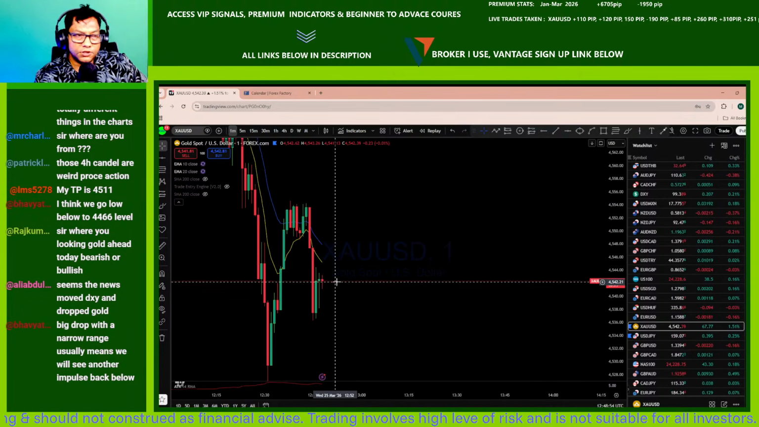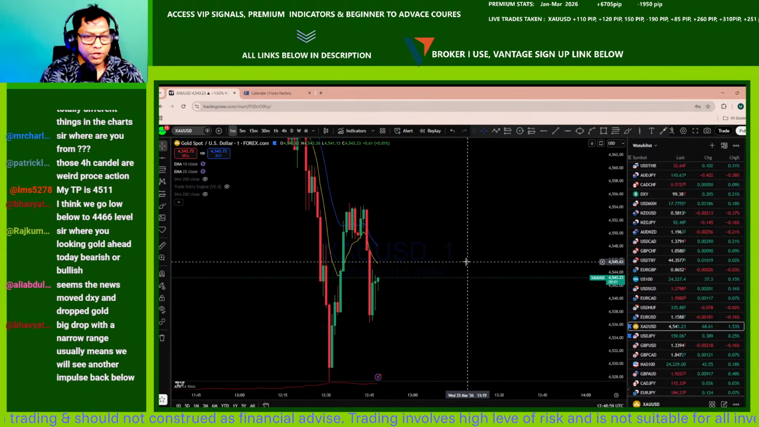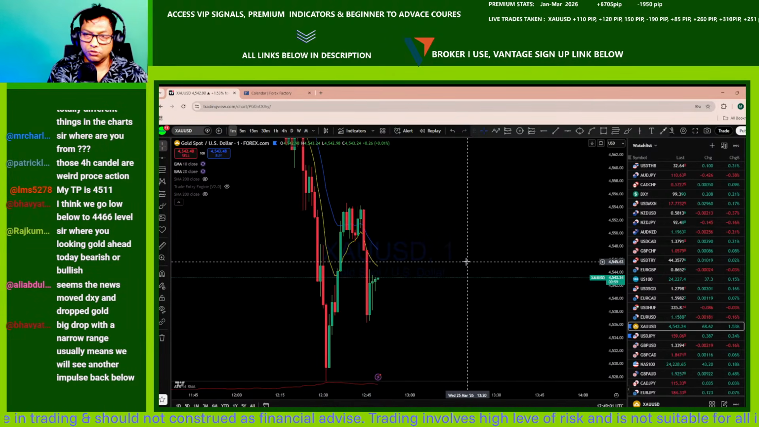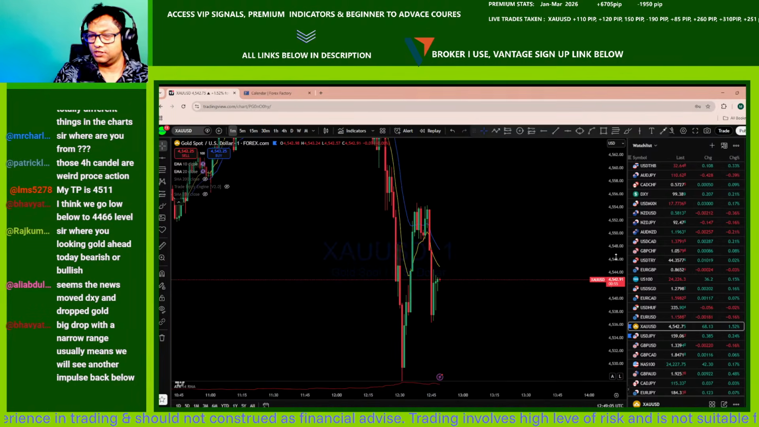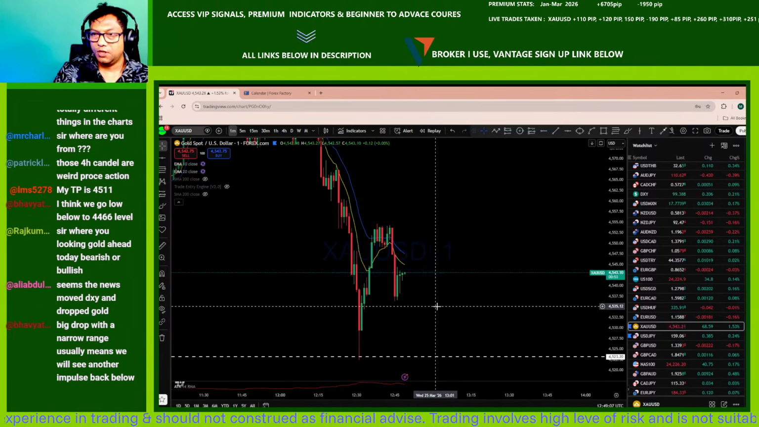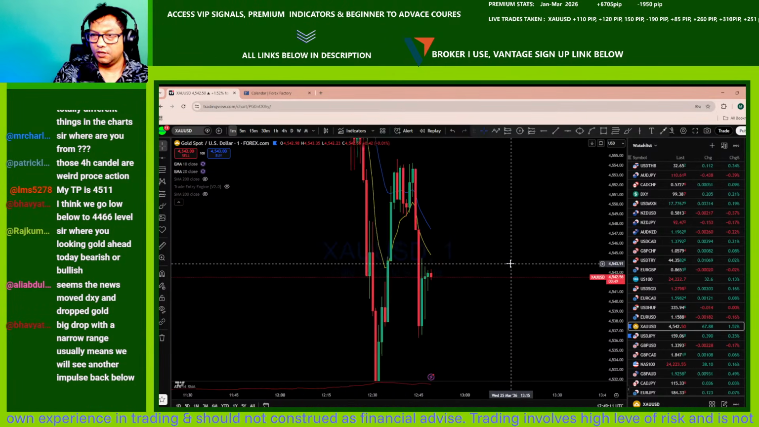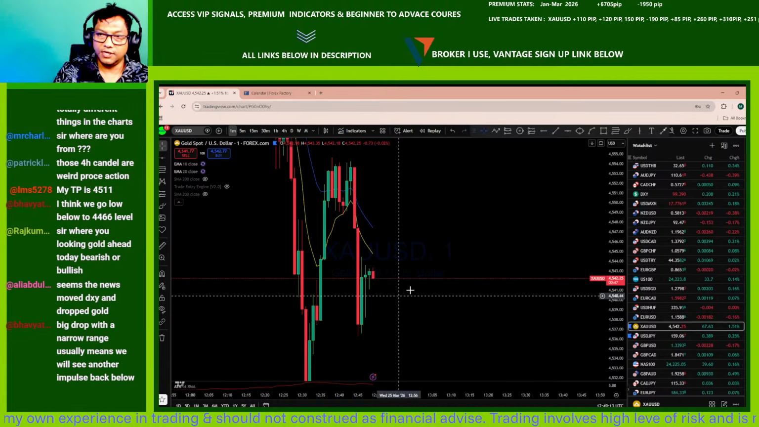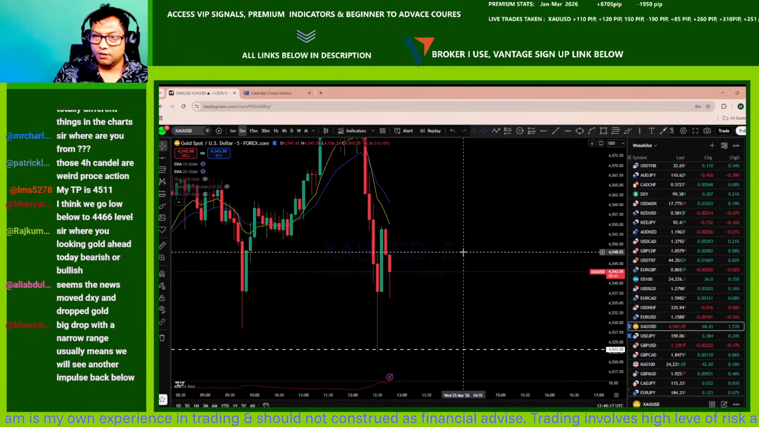So here, this is a narrow range that you can see in that area. Big drop with narrow range here. This is what you can see in that zone, the big drop with narrow range. And this is what you are looking at in this market structure, to see how the price action is forming in that zone. And that is key to look at.